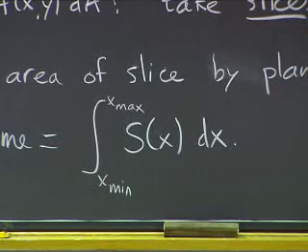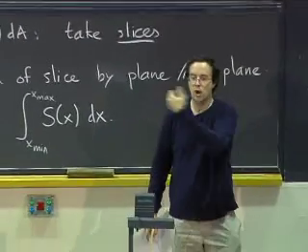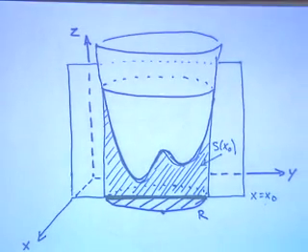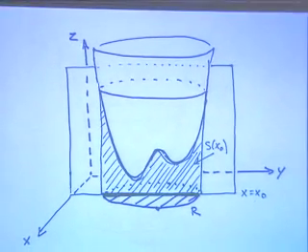And now, how do we find S of x? Well, S of x will be, again, an integral. But now it's an integral over the variable y, because when we look at this slice, what changes from left to right is y. So, let me write that down.